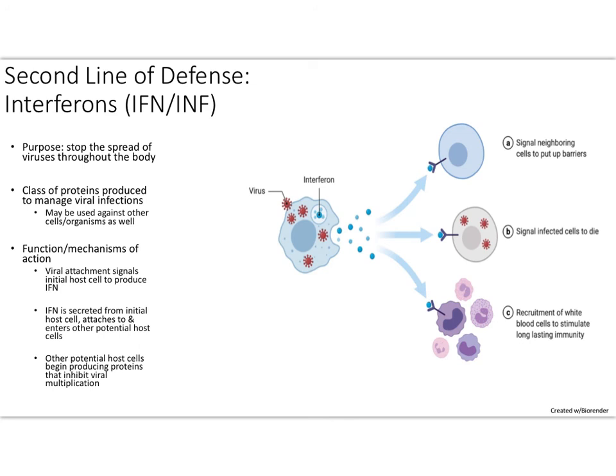And then finally, another thing that interferons can do is help recruit other types of defense cells to the particular area so that these defense cells, things like phagocytes and other types of white blood cells, can help get rid of the virus.